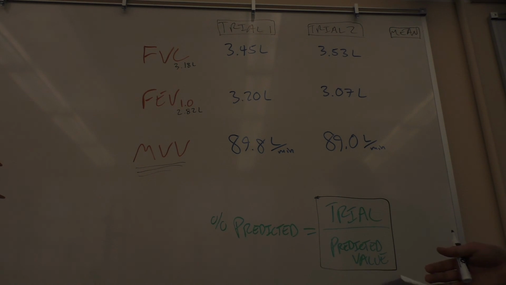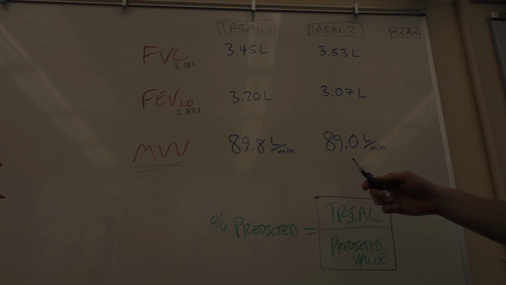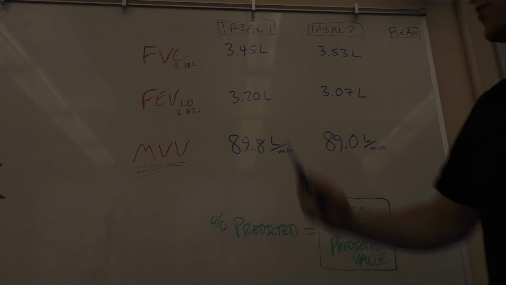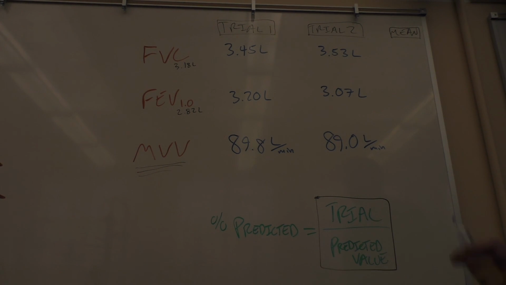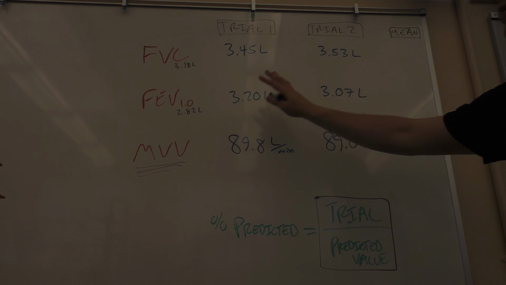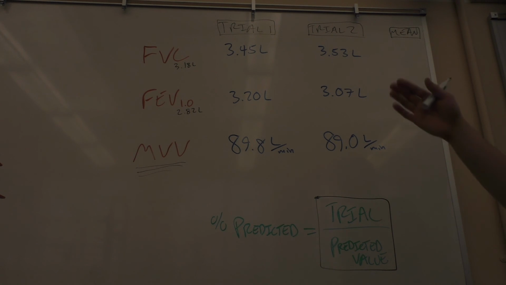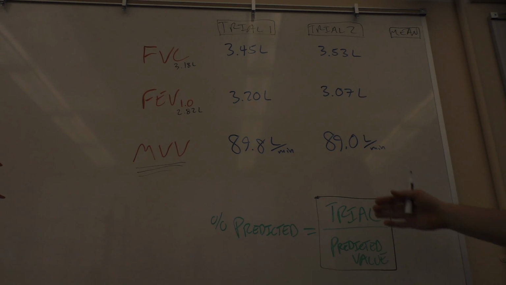So to get the percent predicted for trial number 1 for FVC, you would simply take the trial, 3.45 liters, and divide it by 3.18 liters. And you're going to get then 1 point something something, or in a percentage, it'll be well over 100%. It doesn't have to be over 100%, but in this case, and in both of these cases, it will be. So we can meaningfully say for FVC and for FEV1, our participant exceeded the prediction value.